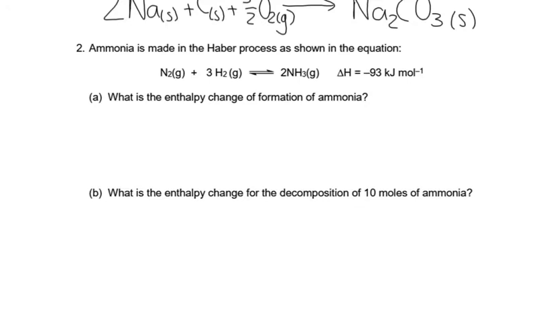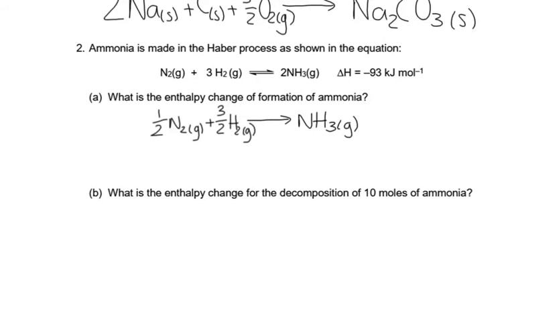Here we've got a question that shows us a reaction, and it's not a standard enthalpy of formation because it doesn't form 1 mole. And question number 1 is, what would the enthalpy change for formation of ammonia be? So if we write the equation for formation of ammonia, we'd make 1 ammonia from half a mole of nitrogen, and 3/2 H2 gas.